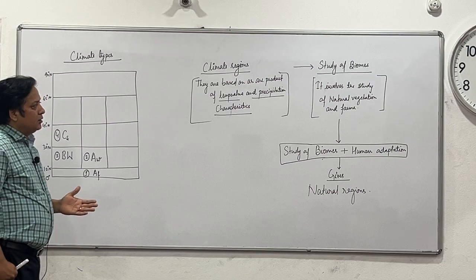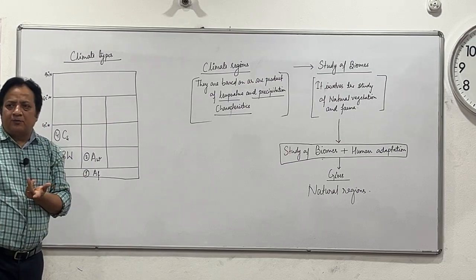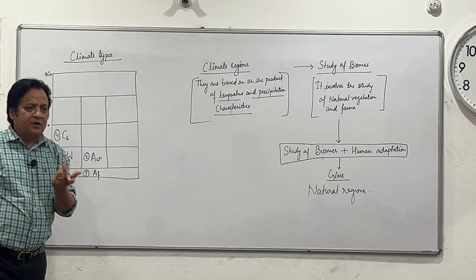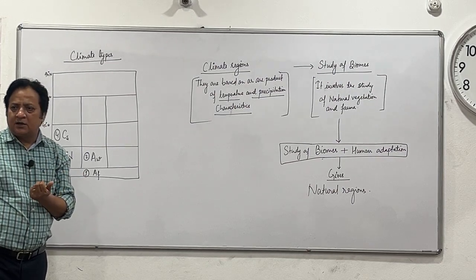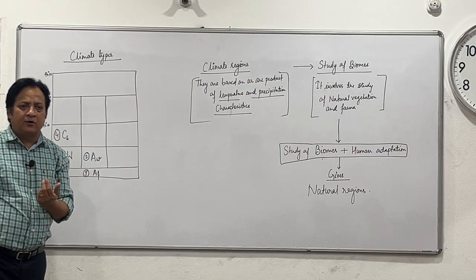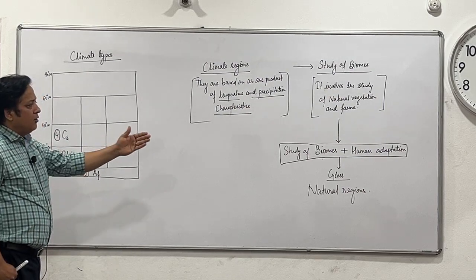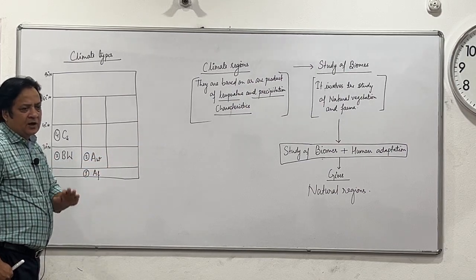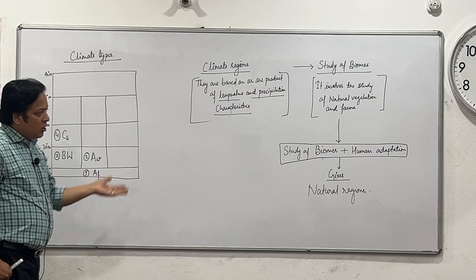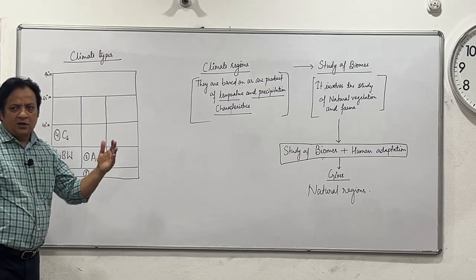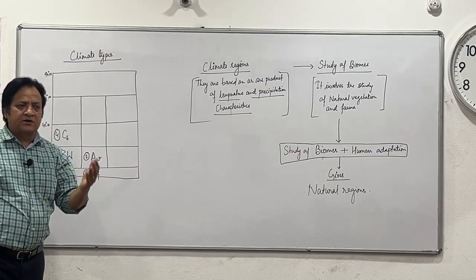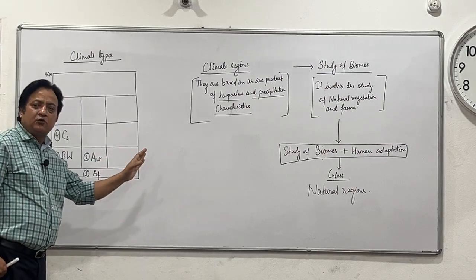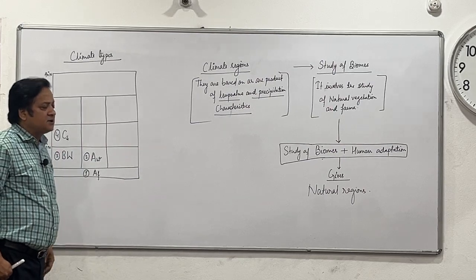ठीक है, तो प्लांट और एनिमल को पढ़ने के लिए आपको पानी और टेम्परेचर दोनों को जानना जरूरी है. ठीक है ना, उसी के हिसाब से उनका लाइफ होगा. ठीक है. Now when you study biomes, that means natural vegetation, animal life along with the human adaptation, because you cannot separate human beings from, you cannot separate man from environment. So when you study man and environment together, okay, that gives natural regions.